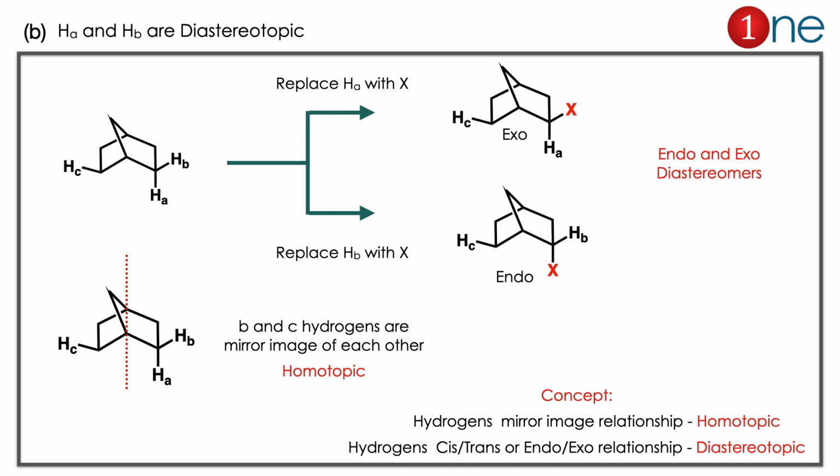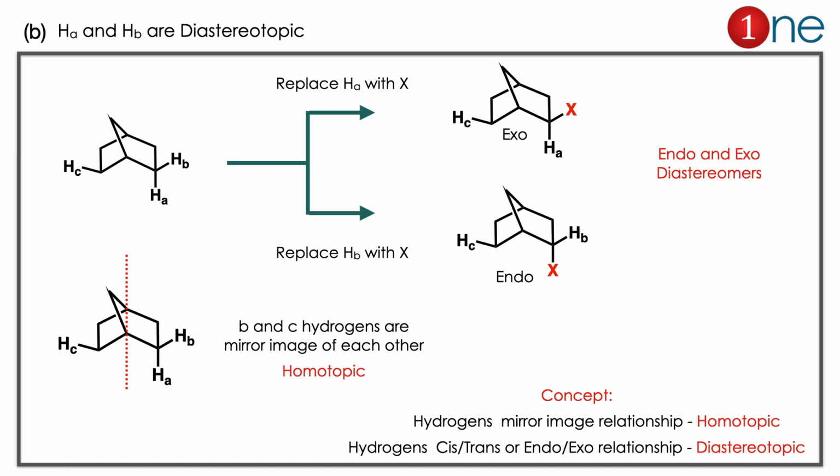Here let us analyze all hydrogen to avoid the confusion. Normally you find the topicity, you replace with some common atom. Here I replace with X, so some atom X. So if you replace HA and HB, it has endo-exo relationship. HA if you replace, it will be endo. HB if you replace, it's exo. So endo-exo relationship, everybody knows it's a diastereomer.